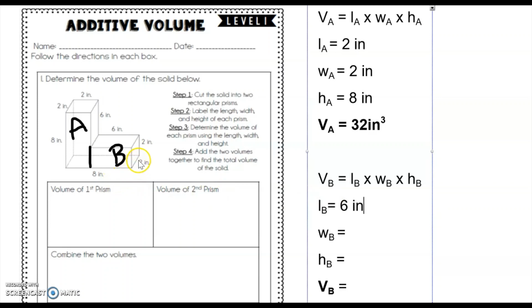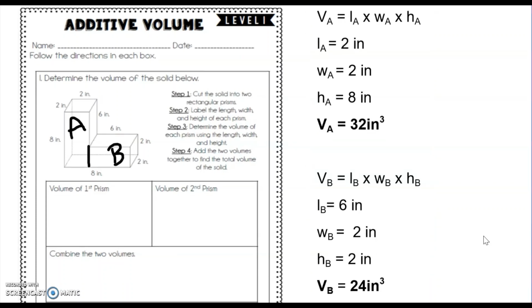Next, I need to find my width, and I see that my width is going to be 2 inches, and then my height is also going to be 2 inches. When I take my length times width times height, which is 6 inches times 2 inches times 2 inches, I find a total volume of 24 inches cubed. So the volume of prism B is going to be 24 inches cubed.